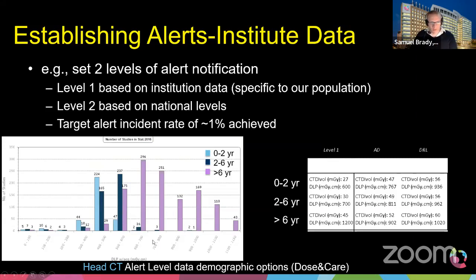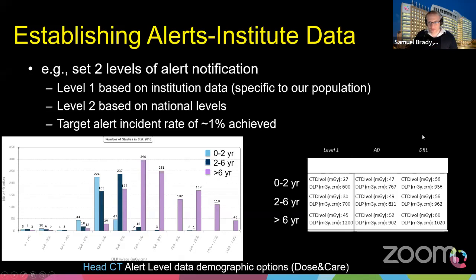And I give you an example here. This is once again that data that I showed you from my head CTs. On the right-hand side here, I give you just 3 categories, 0 to 2, 2 to 6, and greater than 6-year-olds. I set up 2 alerts. This is just personally how I did it. You don't have to do 2 levels. But I set up a level 1. This is based solely on my institution data. So if I want to set my doses really low or really high, I can set my alert levels based on my known population.